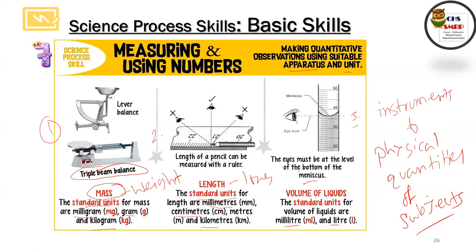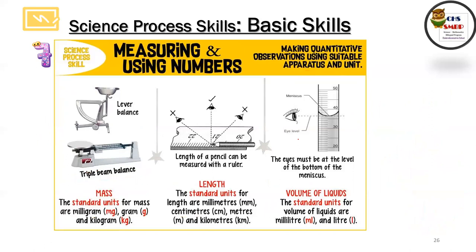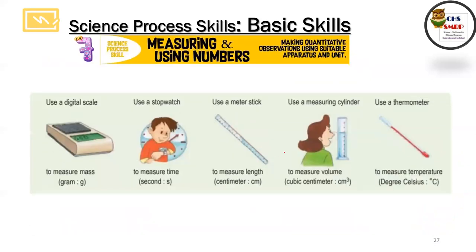So this kind of measurement is very, very important to conduct an experiment. If you look at this picture, you can see nowadays we use a digital scale to measure mass. We use a stopwatch to measure time. We use a meter stick to measure length. Then also we use a cylinder to measure volume, and a thermometer to measure temperature.